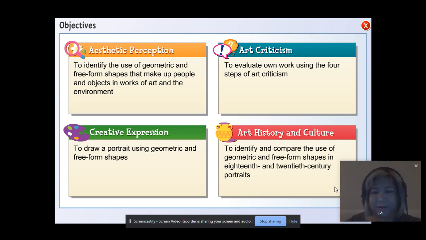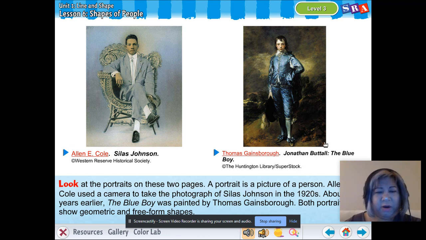Okay, here we go. Look at these two portraits on these two pages. Both of these pictures are portraits. One is a portrait of a person, and this one is by an artist named Alan Cole. Let's look at him real quick.